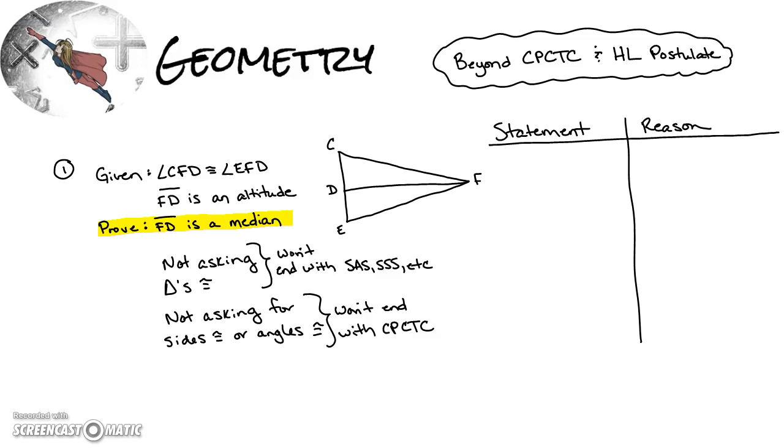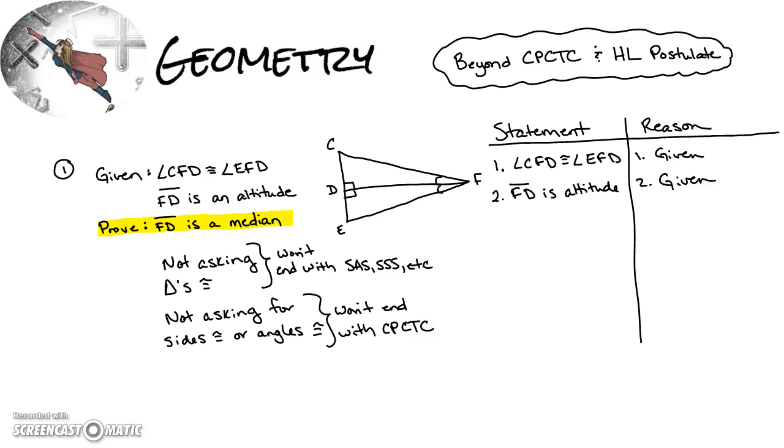So what we're going to do first is list our givens. Angle CFD is congruent to angle EFD, given. And number 2, FD is an altitude, given. All right, so let's think about what these givens are showing us. Angle CFD is right here, and angle EFD is here. So those are congruent. Now, FD is an altitude.